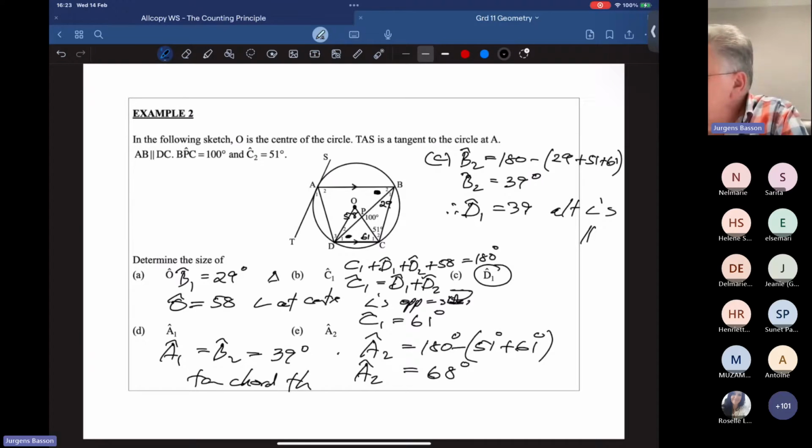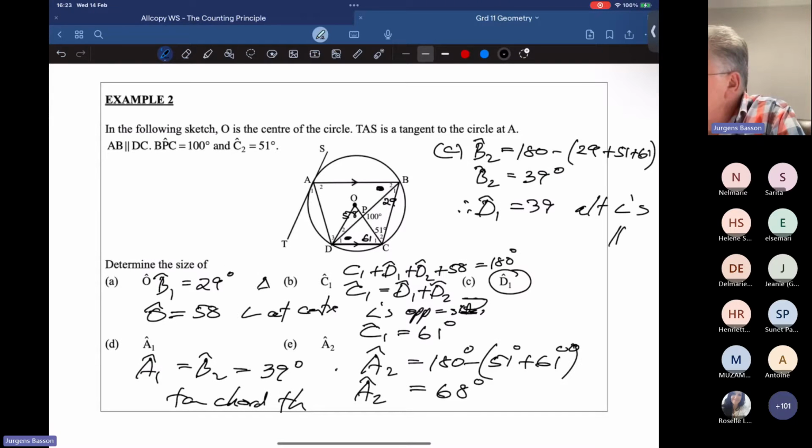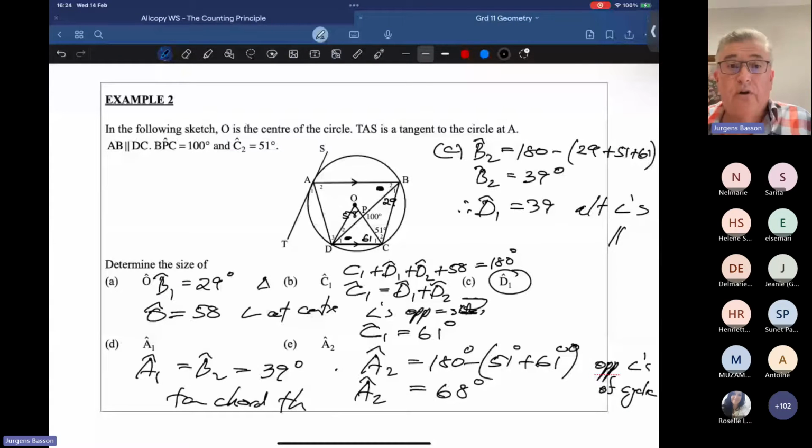My reason is opposite angles of a cyclic quad. Opposite angles, that A2 plus C is 180. So these are examples of questions with numericals. I say again what I said before, please do as many as possible of these questions. They really need to get this practice on these questions.